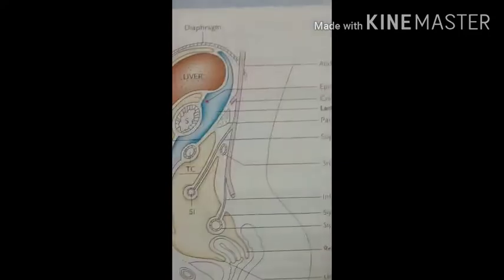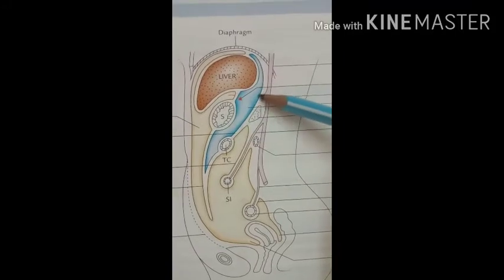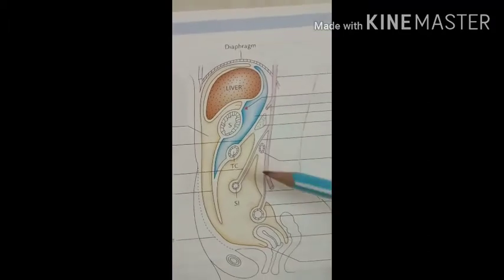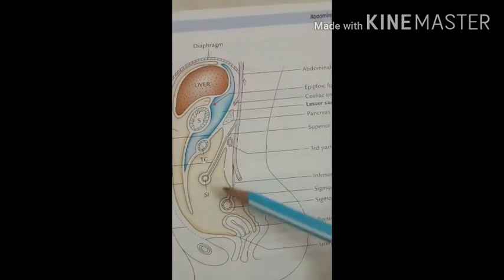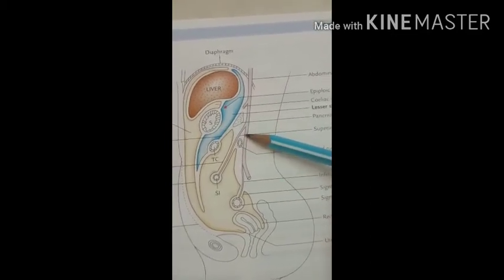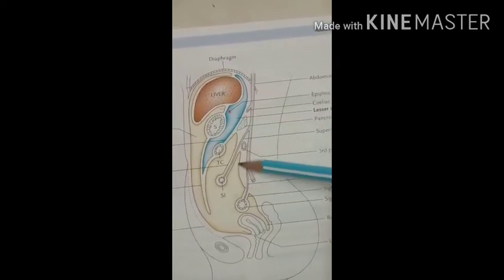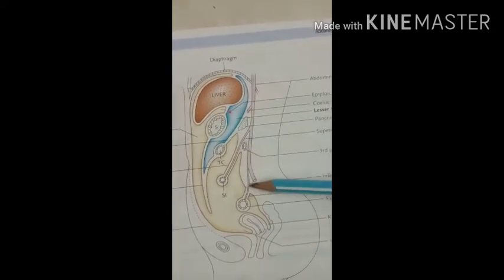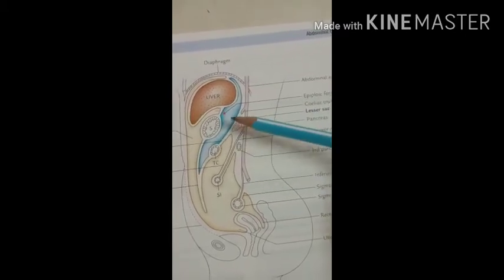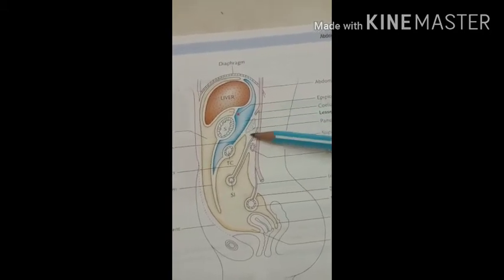Then apart from these organs, there are some organs which are only anteriorly covered by the peritoneal membrane or the peritoneal fold. Here you can see the peritoneal covering, which covers only anteriorly. These are the pancreas, the third part of the duodenum, then the kidneys, suprarenal gland and the spleen. These organs are only anteriorly covered by the peritoneal fold. They are called the retroperitoneal organs because they are present posterior to the peritoneal layer.